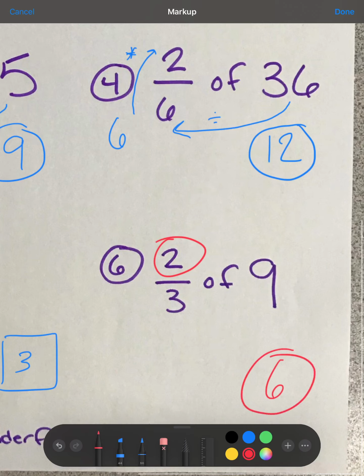Again, I'm going to show you from the method that we used yesterday, but that's just how it looks in picture form. So 9 divided by 3 is 3, and 3 times 2 equals 6.